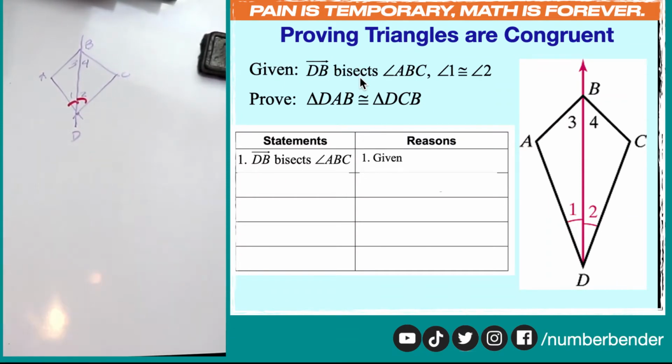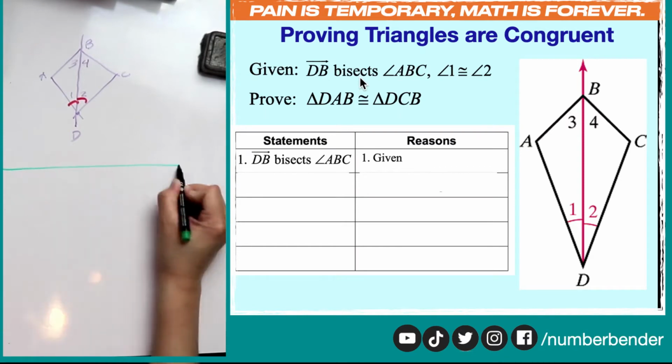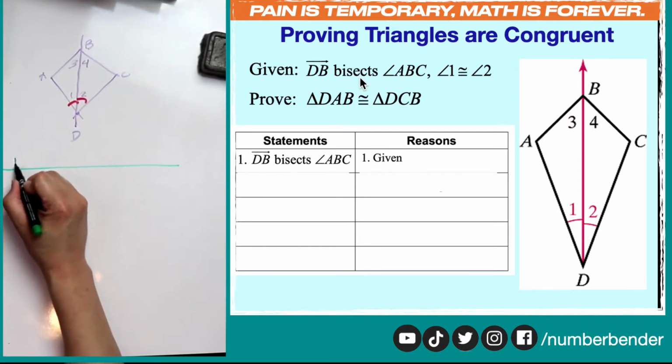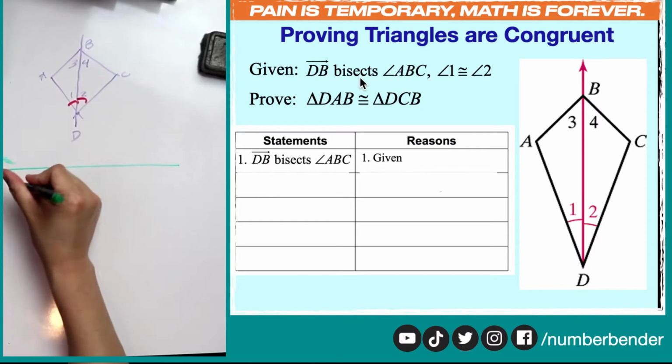So now that we have our diagram, let's start with the first line, and we know that the first line is always the given information. So this will be our two-column proof. This will be our statement.